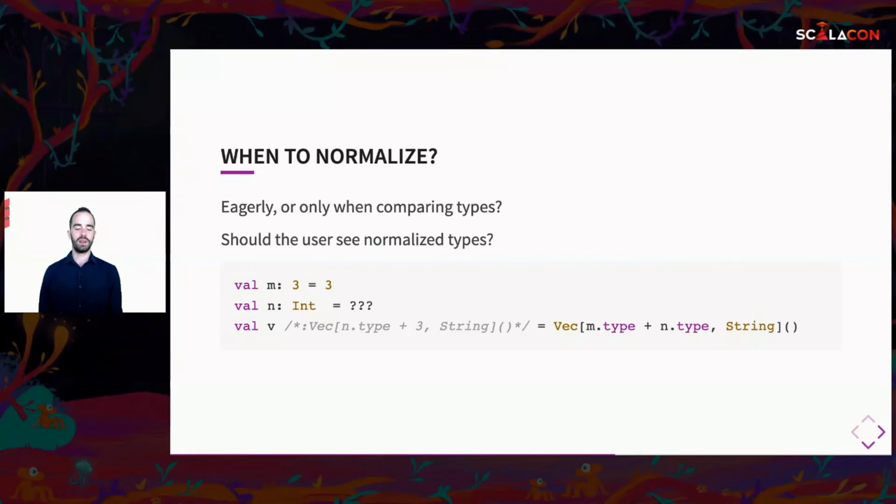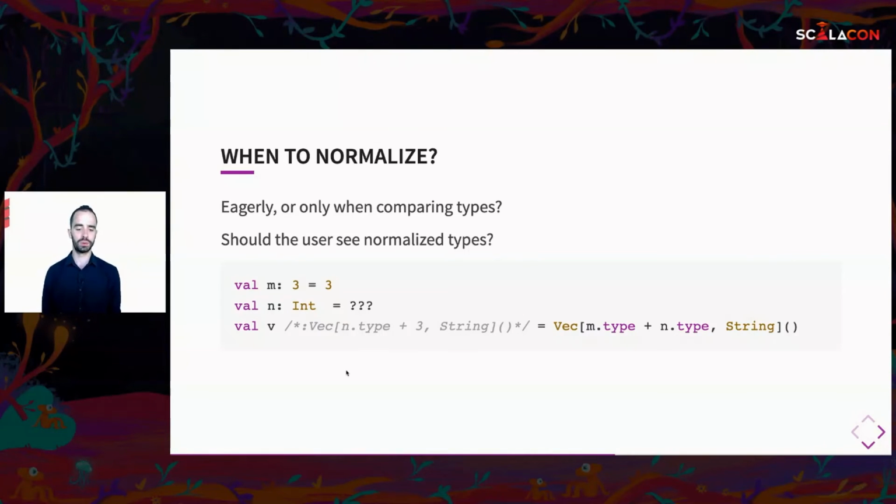An interesting question is when to normalize. So in our first prototype, we were normalizing eagerly, so that if you would create a vector of type m plus n, and I know that m is 3, then I would directly normalize such that the type of v would be n.type plus 3. Why? Because m.type is 3. So the normalization process would directly dereference these path-dependent types to their underlying types if they are singletons as well.